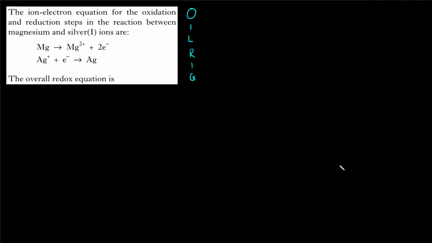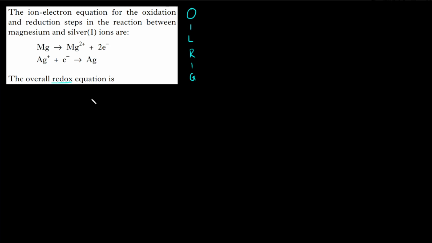So here we've got an example. They're asking us to write the overall redox equation from these 2 half equations. We've got the magnesium atom breaking down to form the magnesium 2 plus ion by losing 2 electrons. So there's our oxidation step. And underneath we've got the silver 1 plus ion gaining an electron to form the silver atom. So here's a reduction step and we need to write the overall redox.